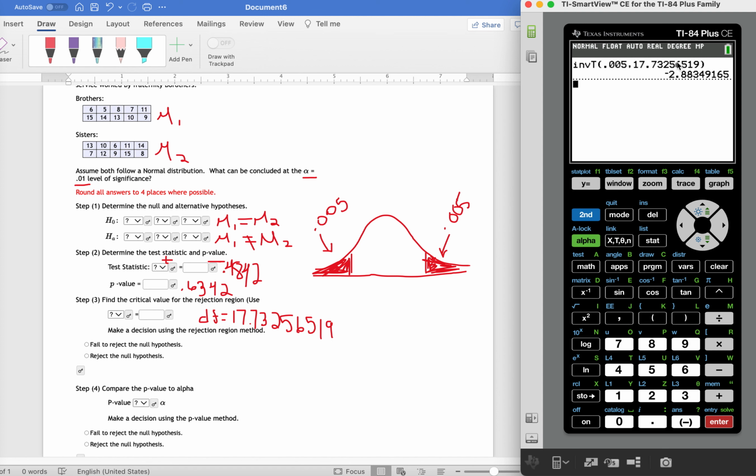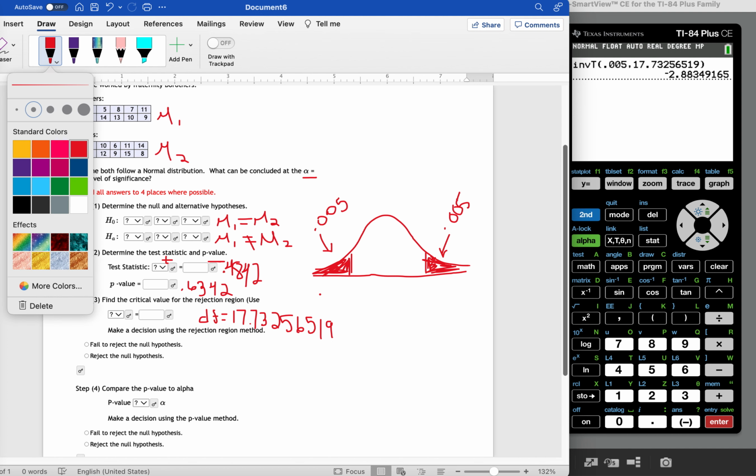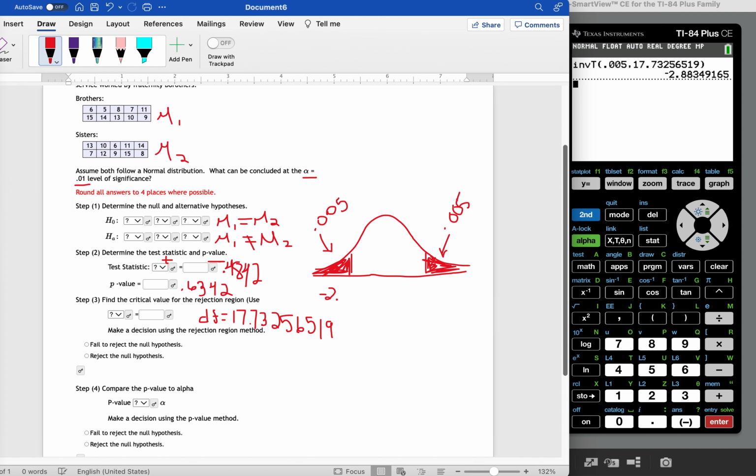So I get that my critical value is going to be negative 2.8835 when we round it to 4 places. Okay, so that's this cutoff area right here for the rejection region. Now, if we were looking at the right-tailed region, it would be the same number but positive on the other side. So now to see if our test statistic falls in the rejection region, here's 0.